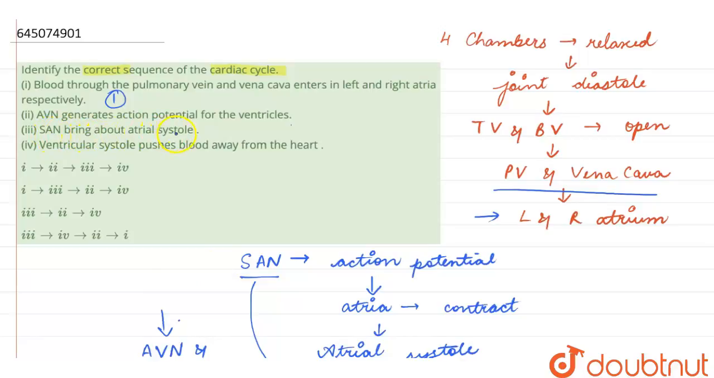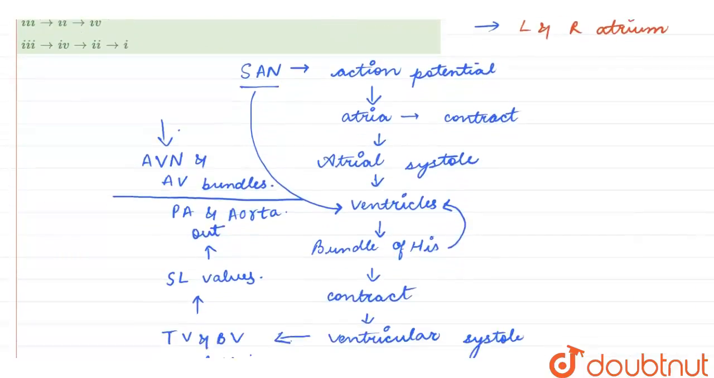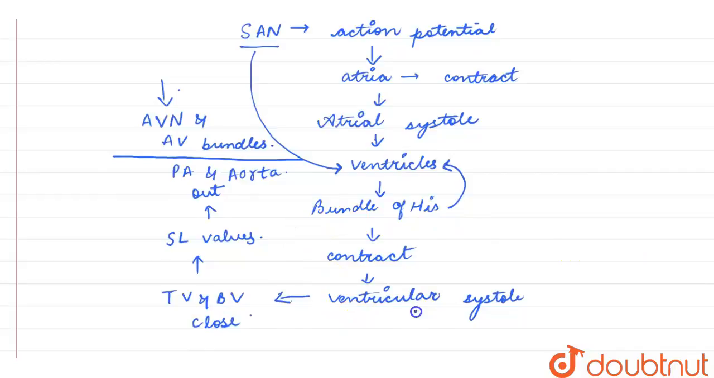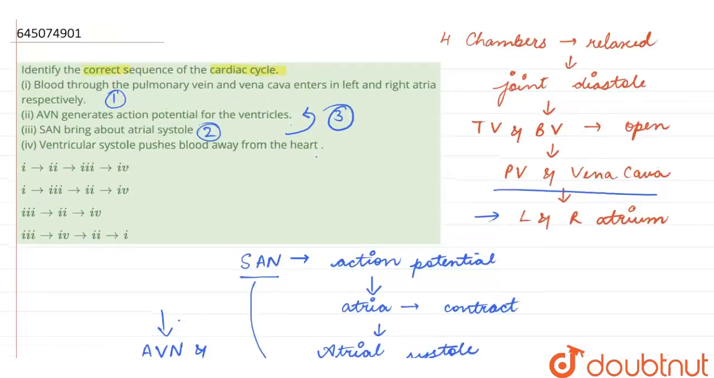SAN brings about the atrial systole. Now this happens before the action potential is brought to the ventricles, right? So this will be our second, and this will happen third. And the fourth is ventricular systole pushes blood away from the heart, which is true, right? That is what we saw here, that as the ventricular systole was generated, this will cause the blood to pass out of the heart. So the last step that is taking place is this one.